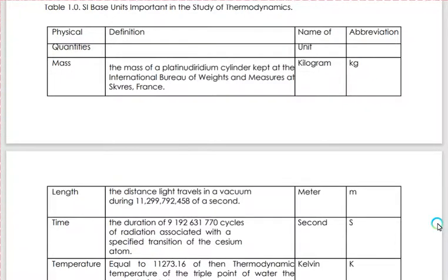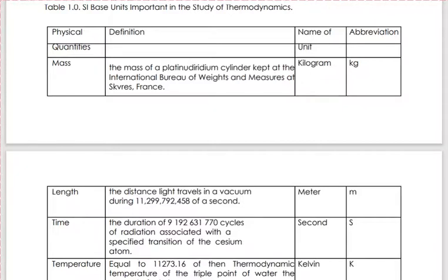So, time, the second. Meter comes from the speed of light. How is the speed of light measured in seconds? Time is defined by the duration of cycles of radiation associated with a specified transition of cesium atoms. This is the basis of the derivation by scientists of how they arrived at the concept of the units that we use worldwide.